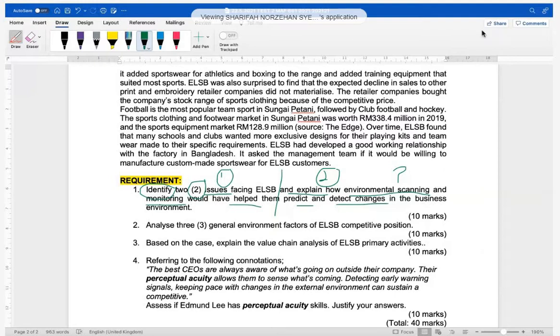That's the reason why you do all this scanning, and you need to monitor them, because you need to know to what extent that would be an issue for ELSP.